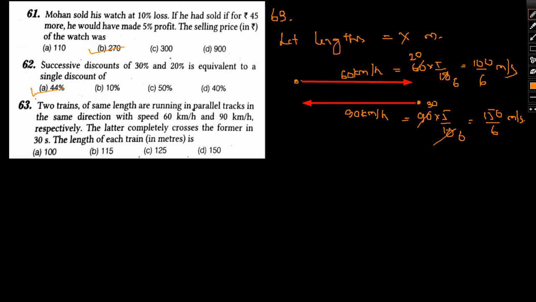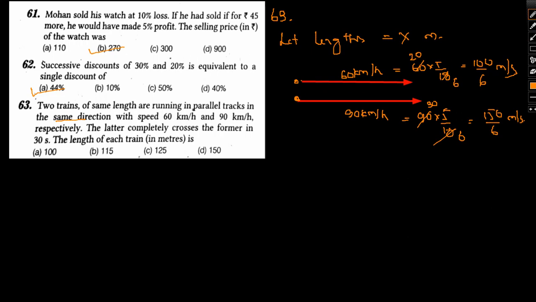Now if we talk about the relative speed, when they are traveling in opposite direction, then their speeds will simply be... my bad, they are in the same direction. Sorry guys, the direction is same, so the other train will also be going in this direction only. These are parallel tracks.